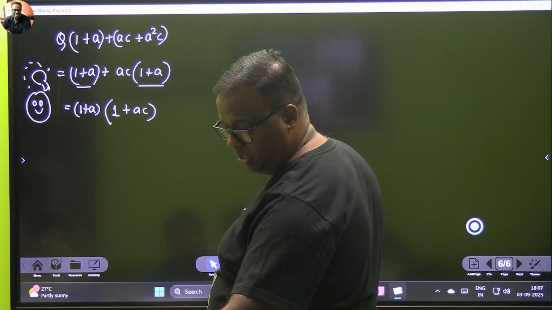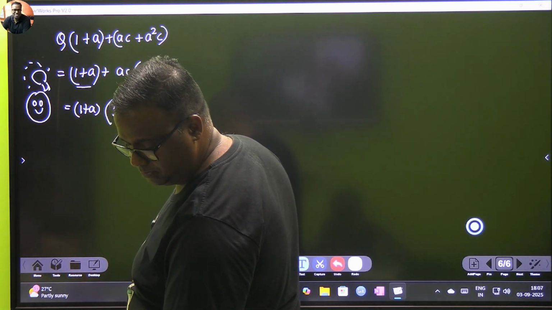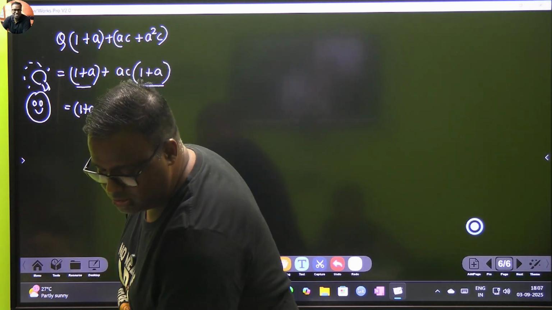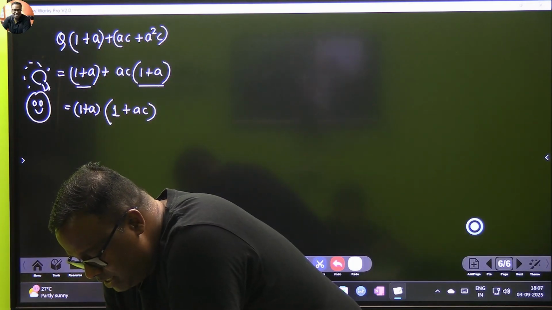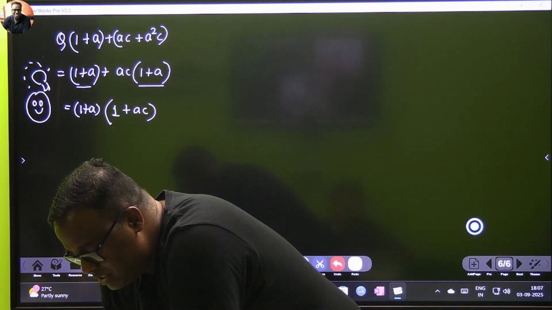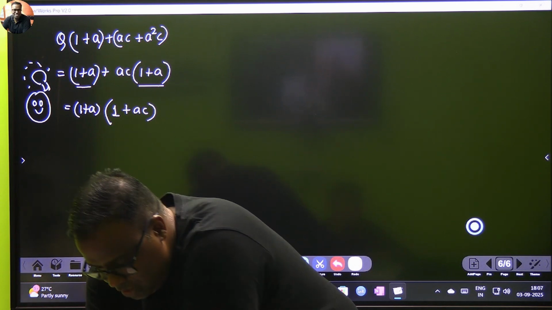No, this we cannot write. How did you write this? Tell me. This is not correct, I'll tell you. AC multiplied by 1 is AC. AC into A is A square C. This step is not giving you this step. So here you have to see it like this.